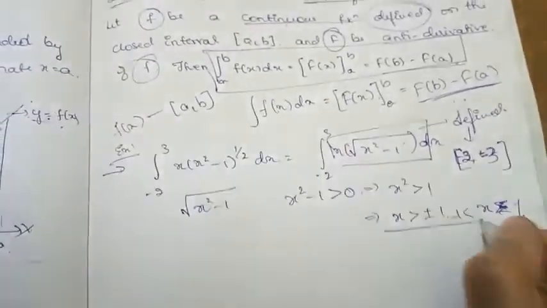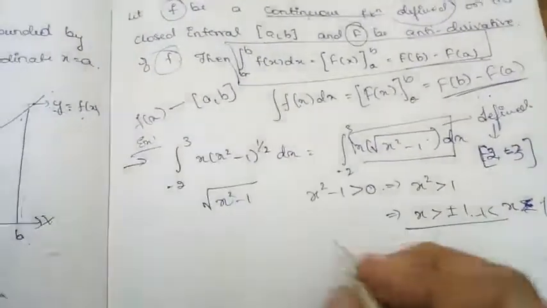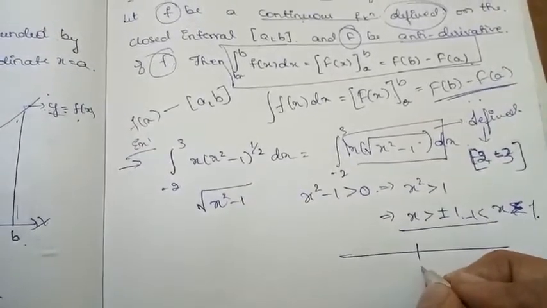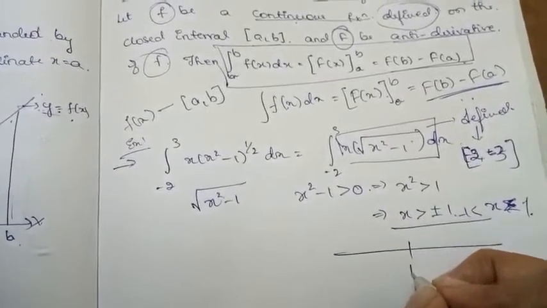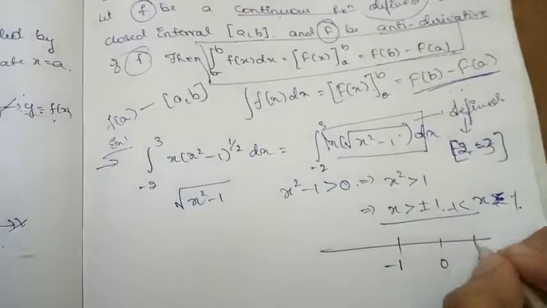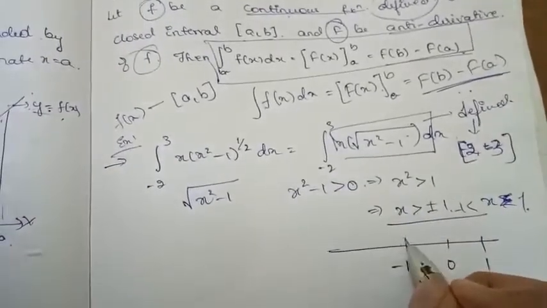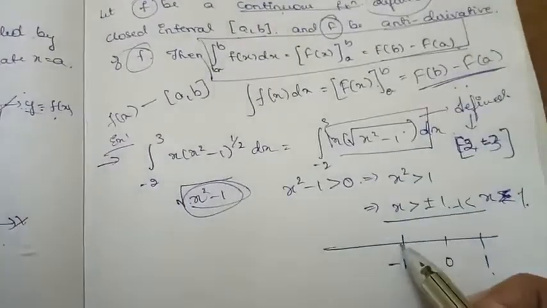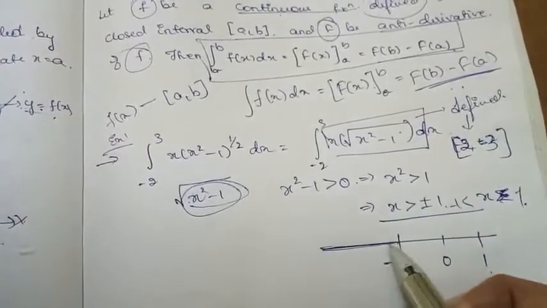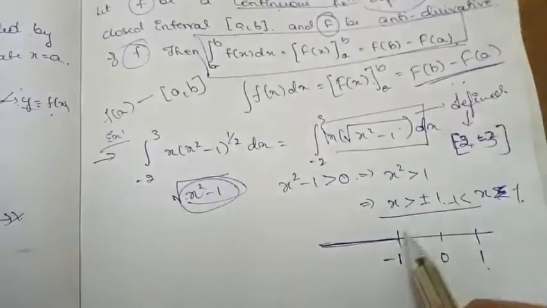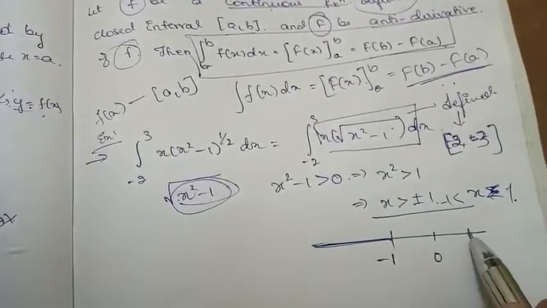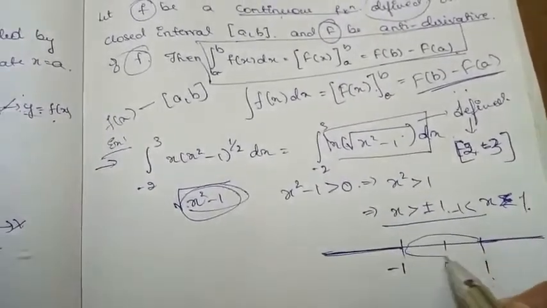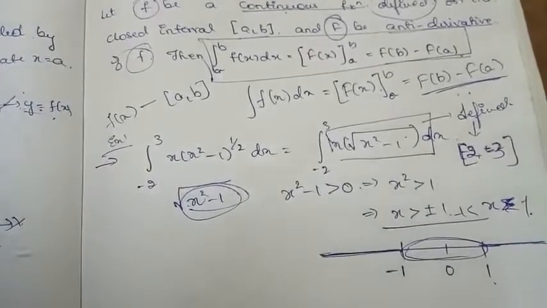Like this. So the function should be greater than plus or minus 1. That means if I consider a number line, with -1, 0, 1, the function square root of x square minus 1 is defined for values less than -1 and greater than +1. From here to here it is defined. Between -1 and 1 the function is not defined.